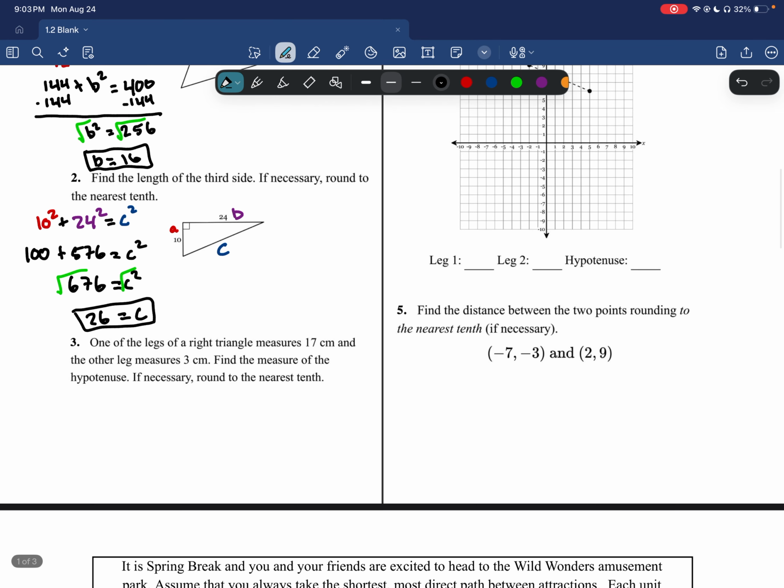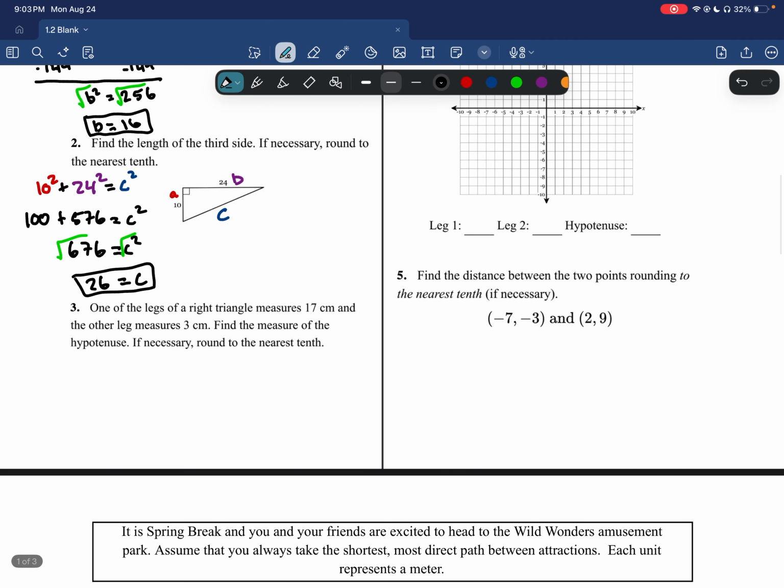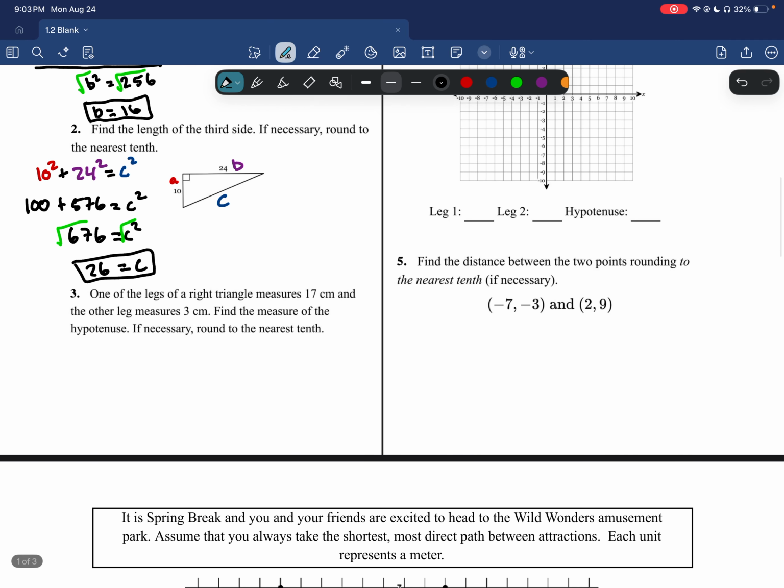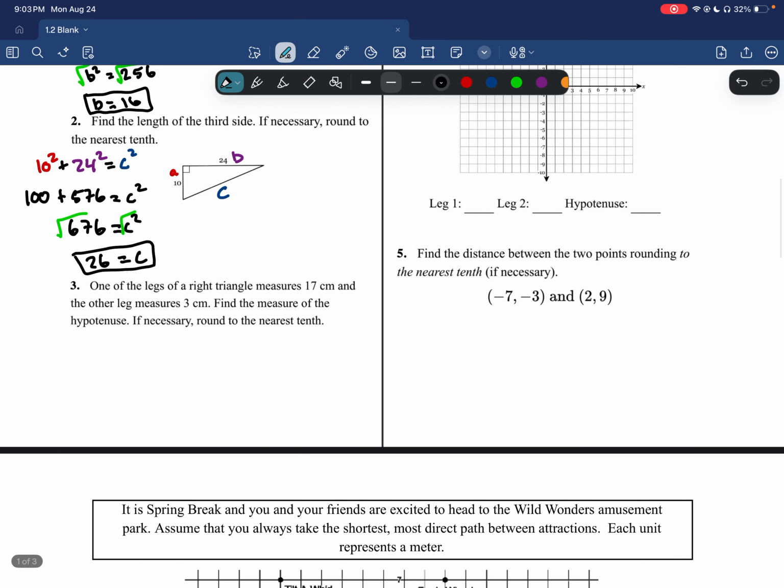Question 3, one of the legs of a right triangle measures 17 centimeters and the other leg measures 3 centimeters. Find the measure of the hypotenuse. If necessary, round to the nearest tenth. Okay, so this time it gives me the information, but it doesn't give me the picture. So what I'm going to do is I'm just going to draw a picture. So here is my triangle.